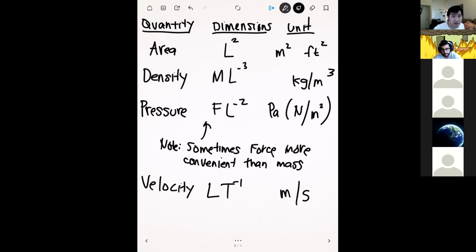Yes, so the M is right next to density. So the M stands for mass. Right. Yeah. Mm-hmm.